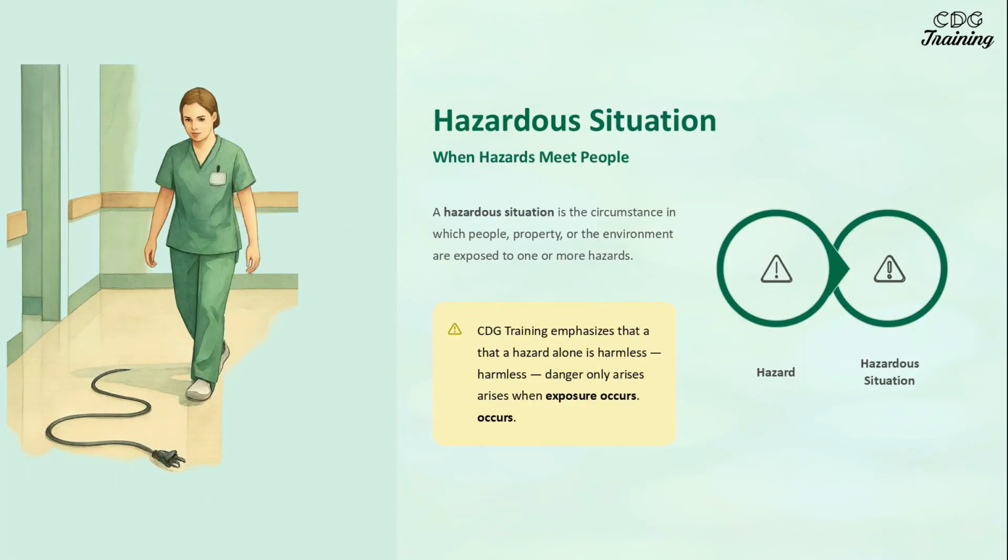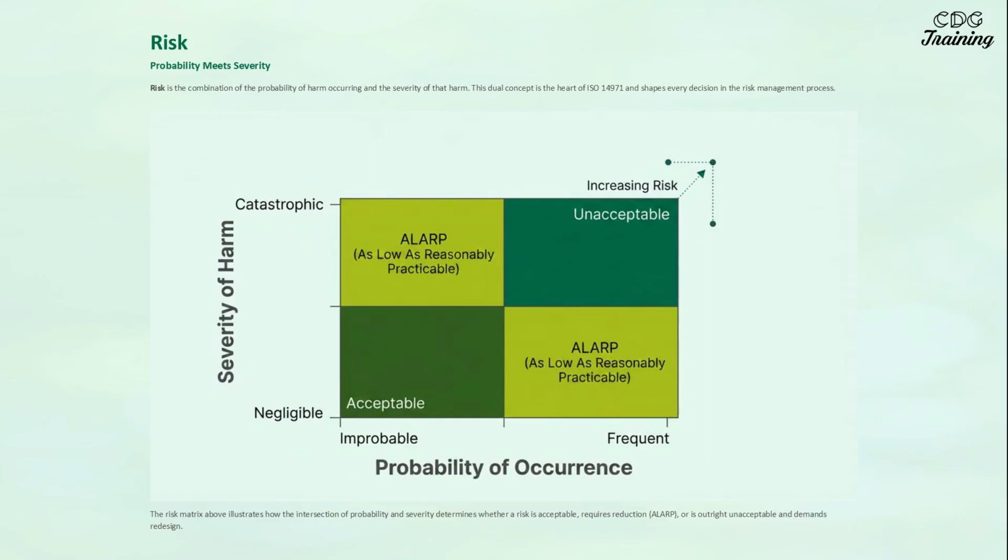A hazardous situation is the circumstance in which people, property, or the environment are exposed to one or more hazards. CDG training emphasizes that a hazard alone is harmless. Danger only arises when exposure occurs. Risk is the combination of the probability of harm occurring and the severity of that harm. This vital concept is the heart of ISO 14971 and shapes every decision in the risk management process.